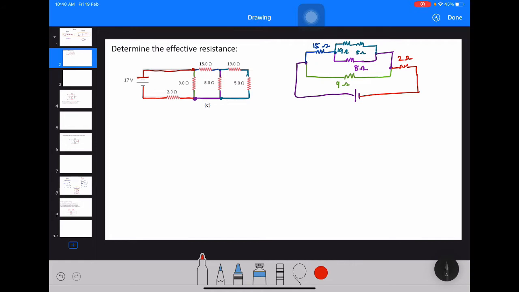So the question wants to find the effective resistance, which means you have to find R effective. Okay, now actually if you already draw like this, you can solve it straight away.